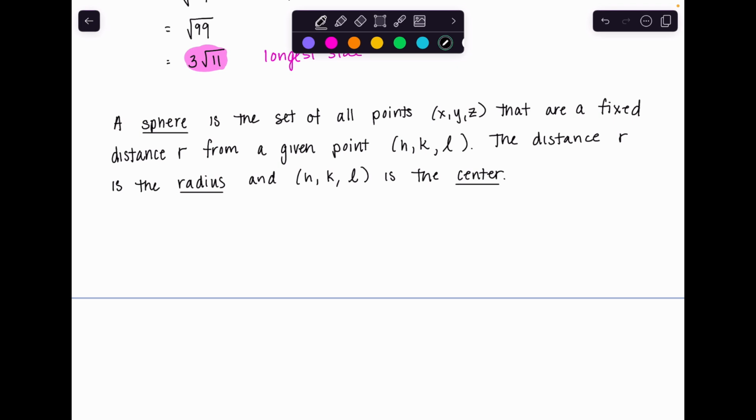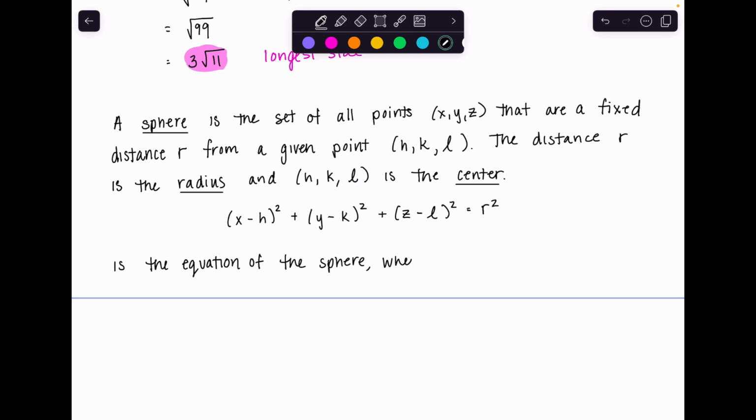So the equation of our sphere is we take x and subtract the x coordinate of the center, square it, y minus the y coordinate of the center, z minus the z coordinate of the center. And that equals the radius squared. So really you're just adding on that third component. So this is the equation of the sphere, specifically where our radius is a positive number, because again, it is that distance.